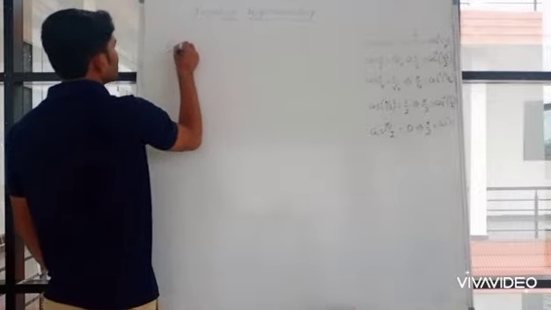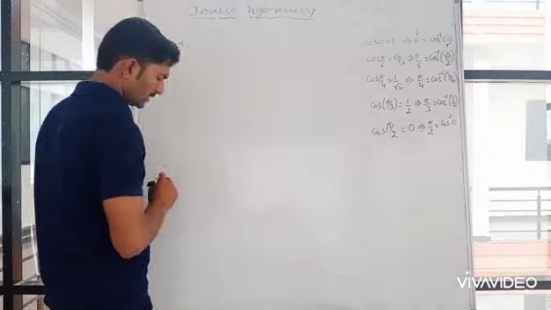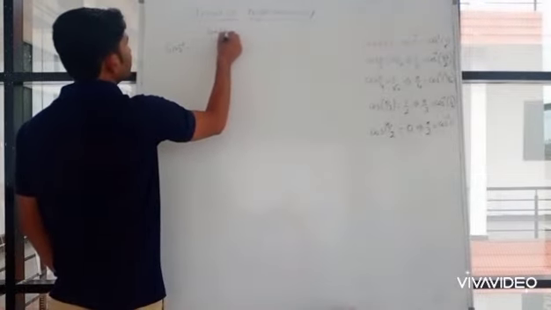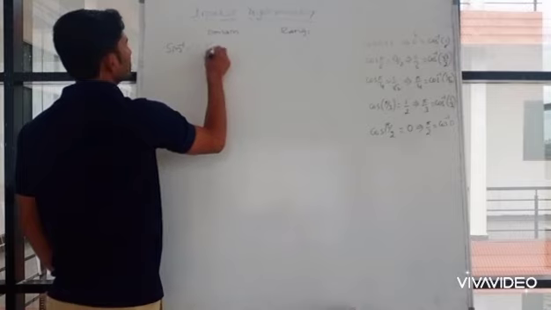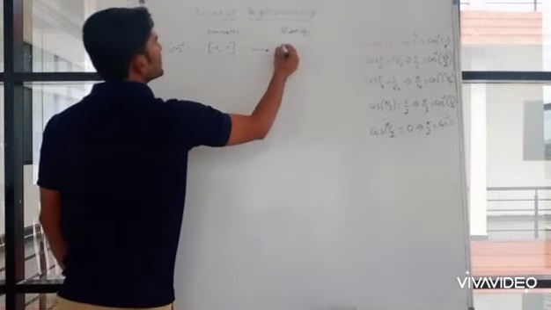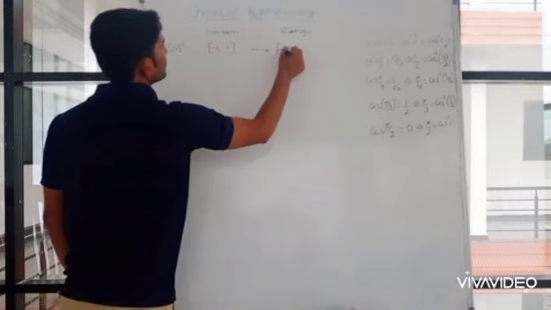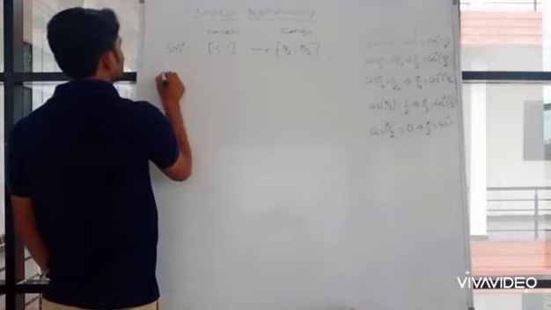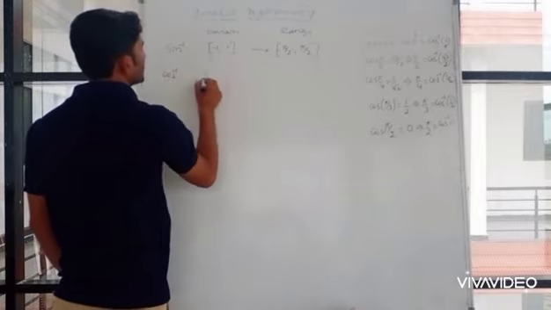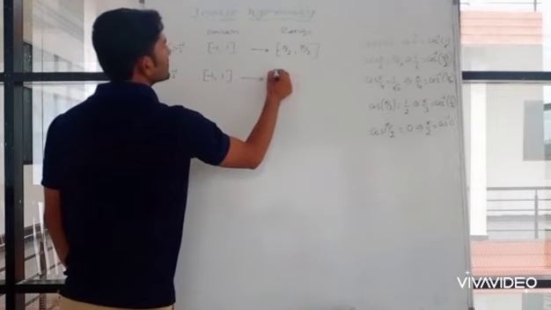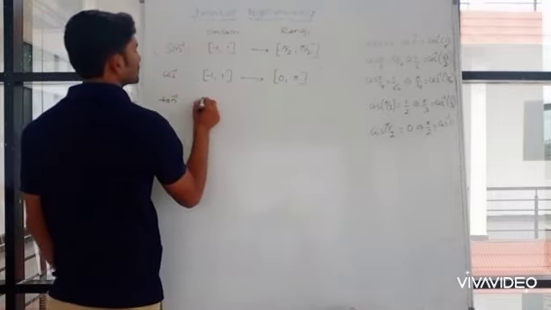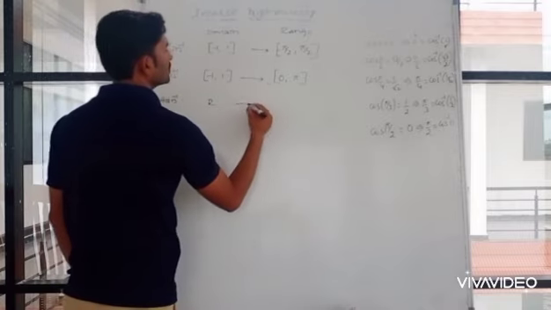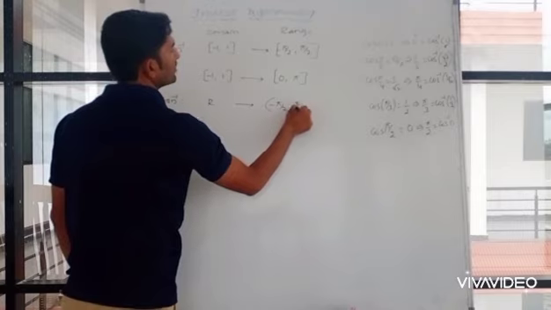Let us take a table for domain and range. For sine inverse function, here is the domain, here is the range. Let us consider this, it is very important. Domain is minus 1 to plus 1, then range is the closed interval minus 5 by 2 to plus 5 by 2. Cos inverse: here also minus 1 to plus 1, then range is the closed interval 0 to pi. Tan inverse: it is capital R, range is the open interval minus pi by 2 to plus pi by 2.